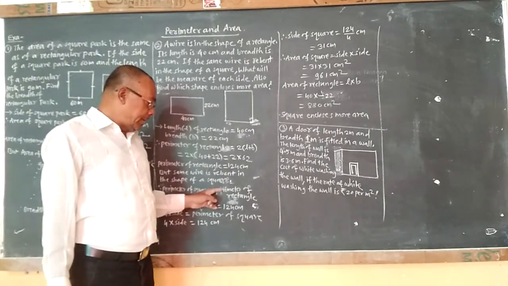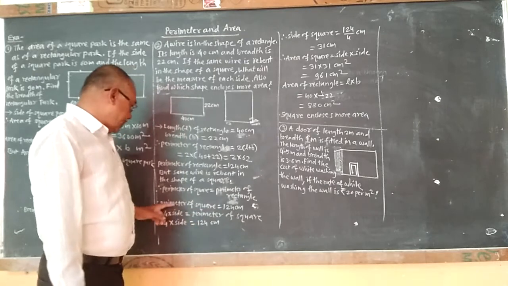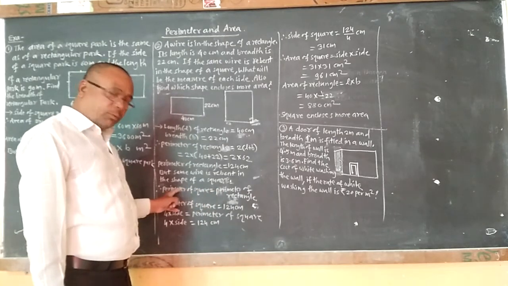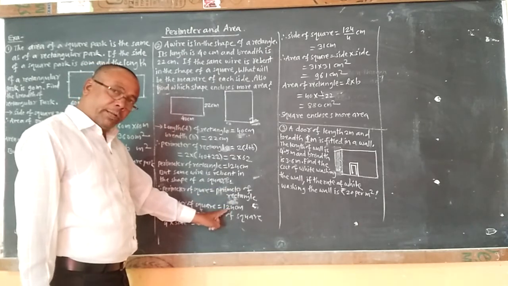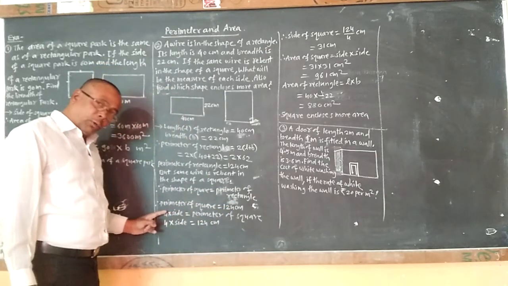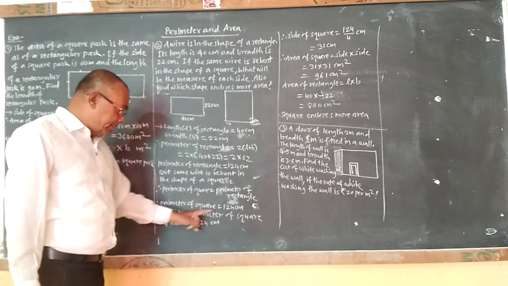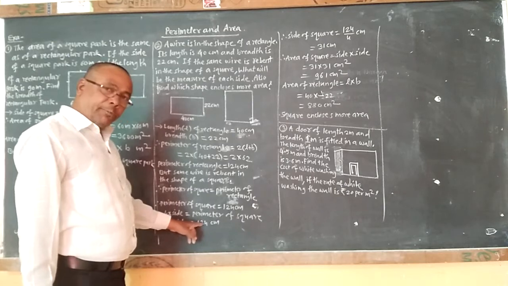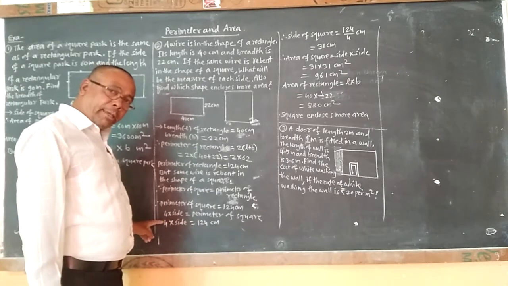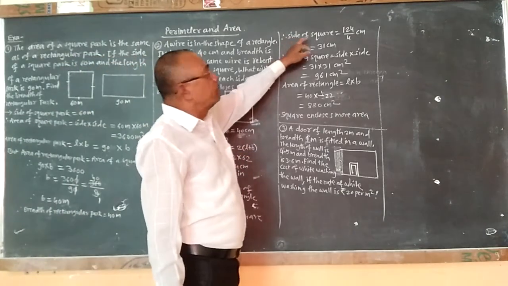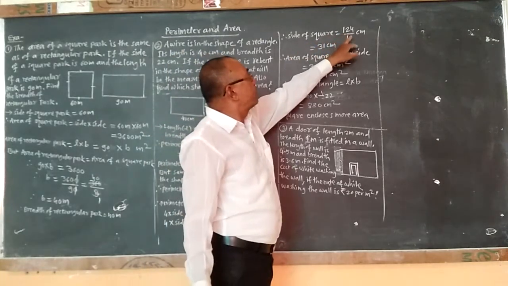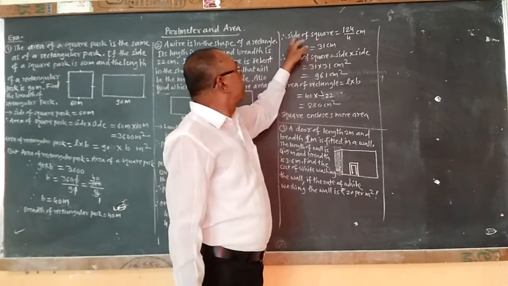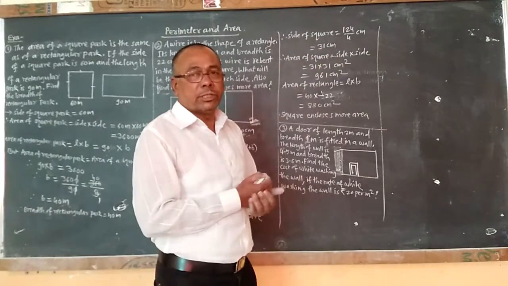is equal to the perimeter of the rectangle. So both the perimeters are equal. Here the perimeter of the rectangle is equal to 124, but we know that the perimeter of a square is equal to 4 into side. So 4 into side is equal to 124 centimeter. Here 4 is multiplying, so it will divide on the other side, and therefore the side of the square is equal to 124 upon 4. Dividing 124 by 4, we get 31 centimeter. So the side of the square is equal to 31 centimeter.